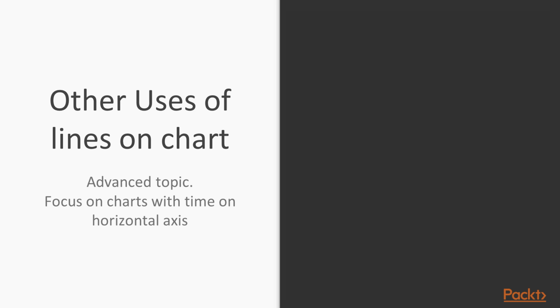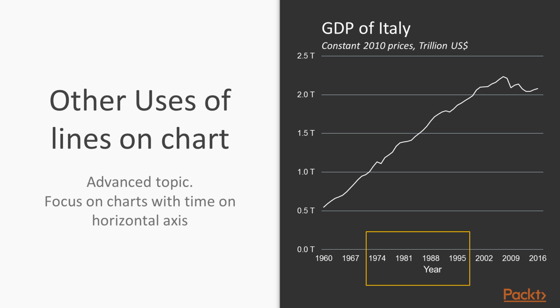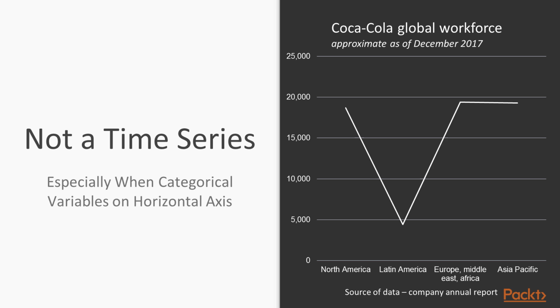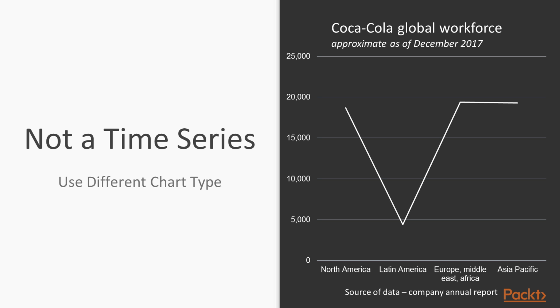I will focus on the most ubiquitous use case when our chart has a datetime on horizontal axis and numeric value on a vertical axis. Now let's explore when to avoid line chart. Of course, avoid line chart when your dataset doesn't have time dimension. Especially try to avoid categorical variables when you use line chart. In this case, use different chart type that will suit your dataset better.